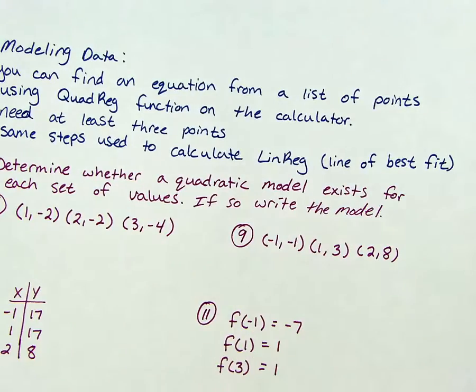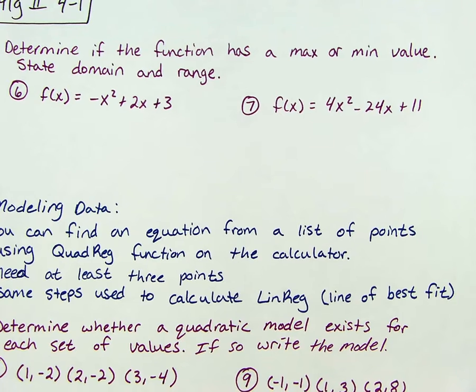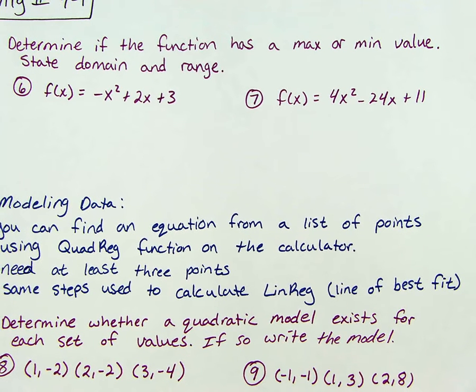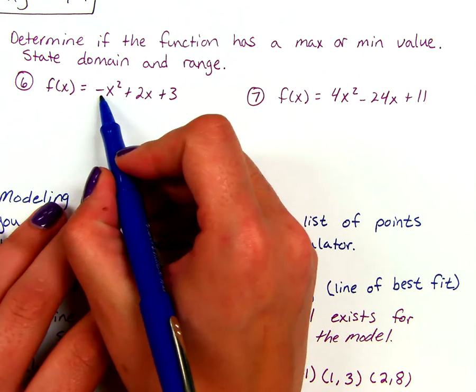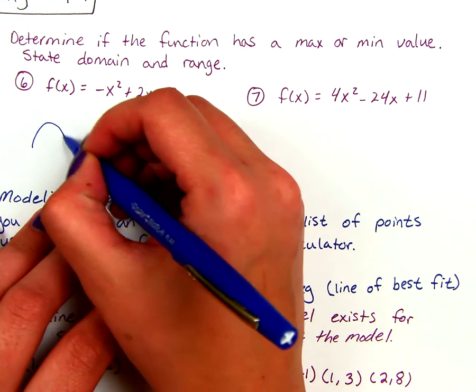So to do some examples. It says determine if the function has a maximum or a minimum value, and then state the domain and range. So when we do this, we're just going to think of a rough sketch of what our graph would look like. So if we look at number 6, there's a negative, so that tells us that our graph is going to open down like this.